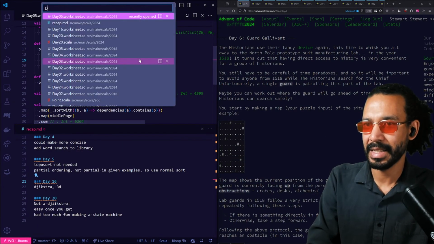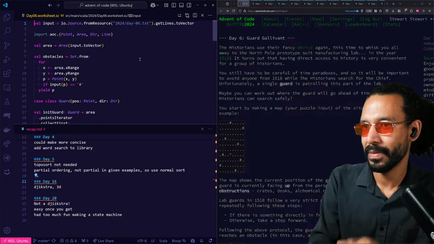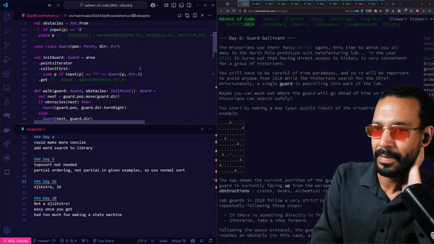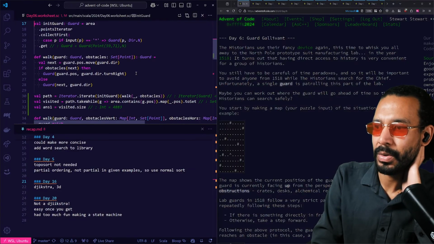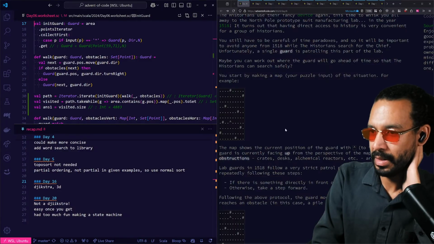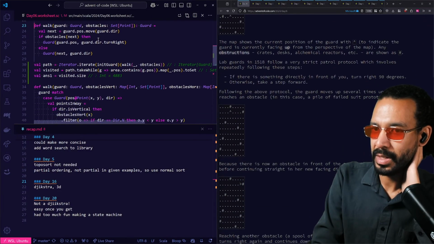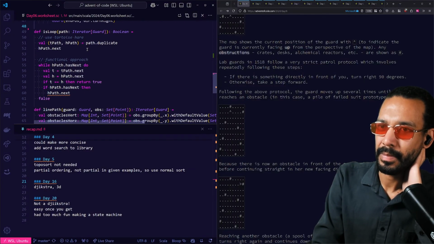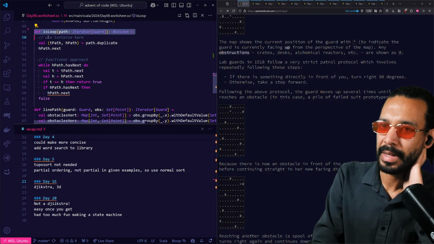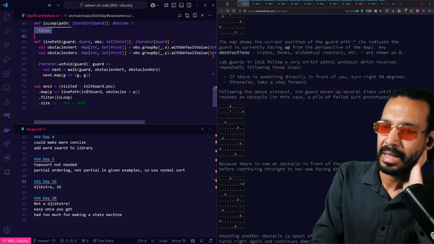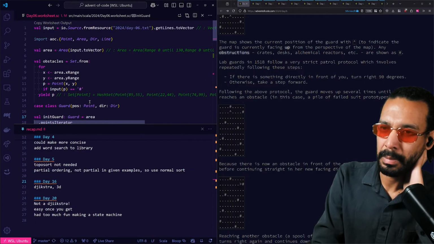Day 6. So guard walking, oh right, simulating the guard moving around and obstructions. Okay, I remember. Okay, I had to do an is loop line path. I think I made this harder than it needed to be.